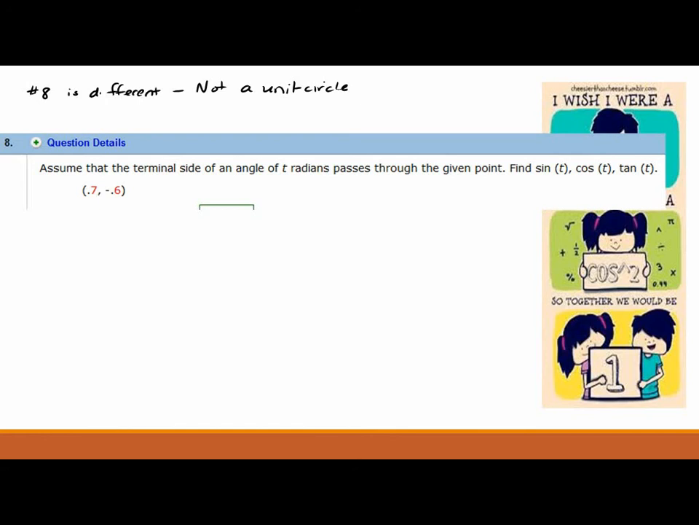Number 8 is a little bit different. It's a similar problem, but it's a little bit different than the first one. It's not on a unit circle. So assume here that the terminal side is blah, blah, blah. Same thing, except they don't have that unit circle business. Two words left out changes the problem. You still have an x-coordinate and a y-coordinate. The x-coordinate is 0.7 and the y-coordinate is negative 0.6.